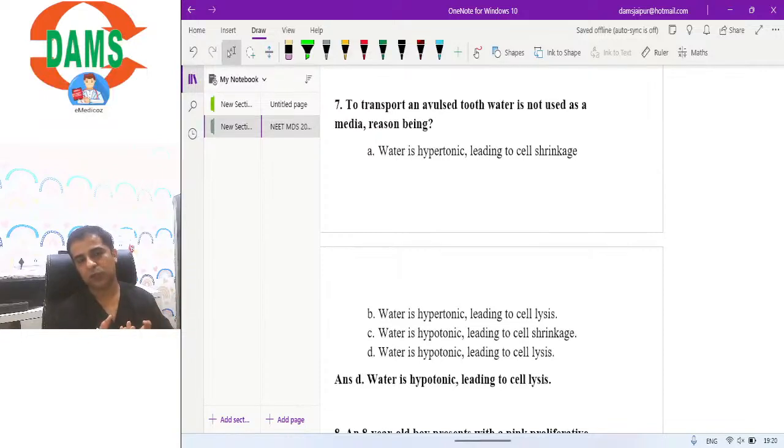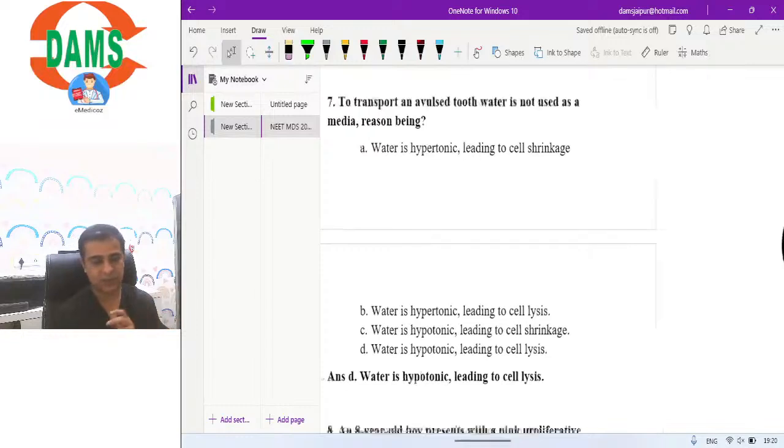So whenever the tooth is avulsed, if you put that part into the water, the PDL cells are hypertonic, they have more chemical or material inside. Water has less chemical or material outside. So the water tries to go inside the cells, it keeps on going, it will make the PDL cells swell, ultimately it will burst, right? So it is not a better storage media. Water is hypotonic, it may lead to cell lysis because it makes the cell swollen and then lyse, right?